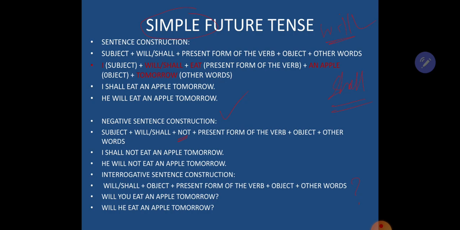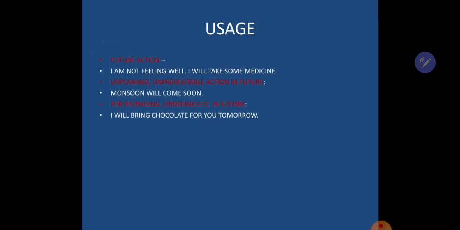Now finally I'll give you one more example. First the usage of future tense. We always use future tense to suggest future action. I am not feeling well, I will take some medicine. So here you suggest something you are going to do or something going to happen in future. Second, unplanned, unpreventable action in future. Monsoon will come soon. You cannot stop these things from happening.